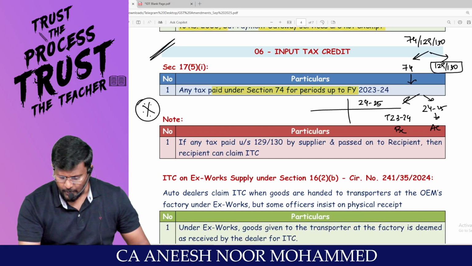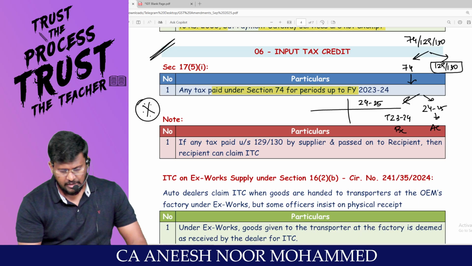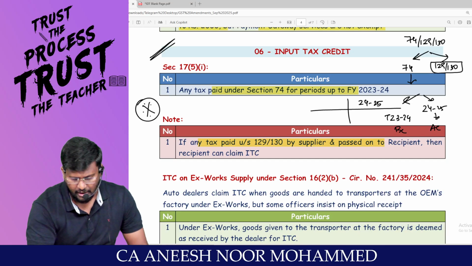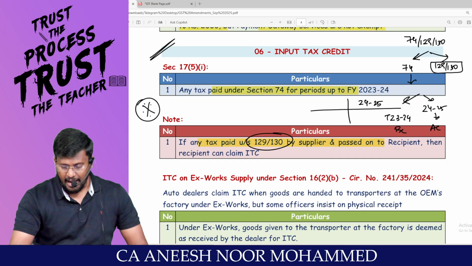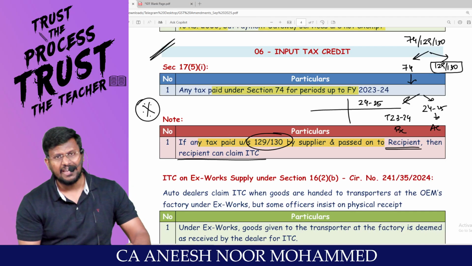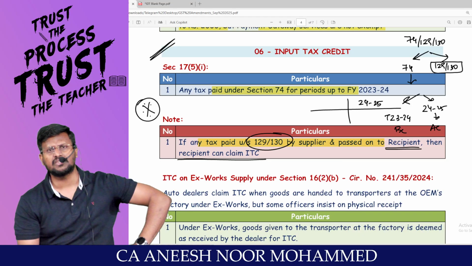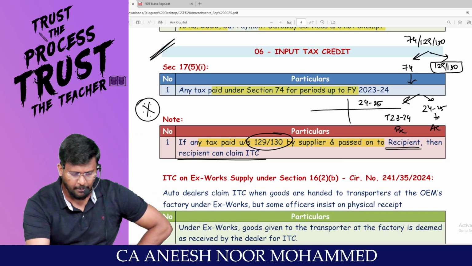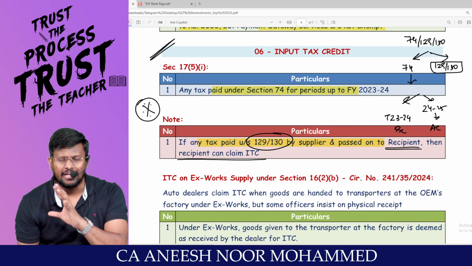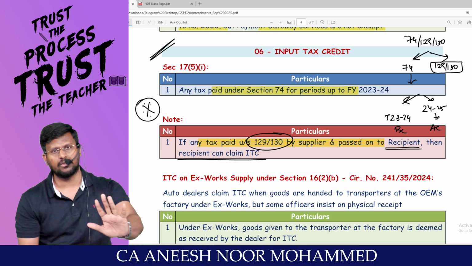That means, with regard to sections 129 and 130, if any tax is paid under 129 or 130, by the supplier and passed on to the recipient, then the recipient can claim what? ITC is what the discussion is all about. Fine. That means, my dear lovable students, they have removed the blocked credit item for section 129 and 130.